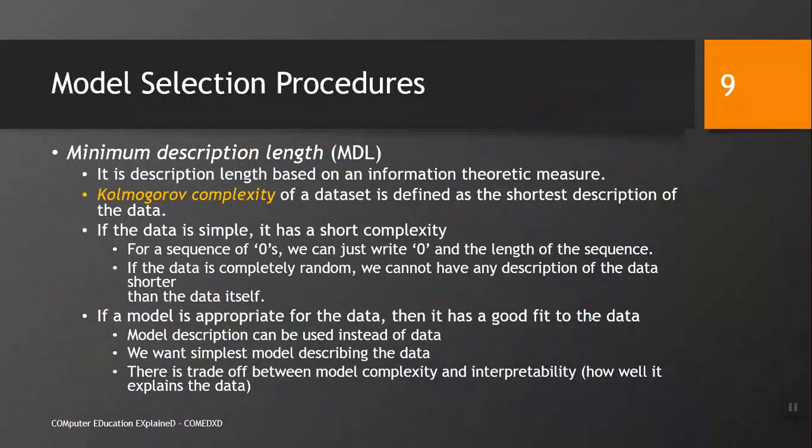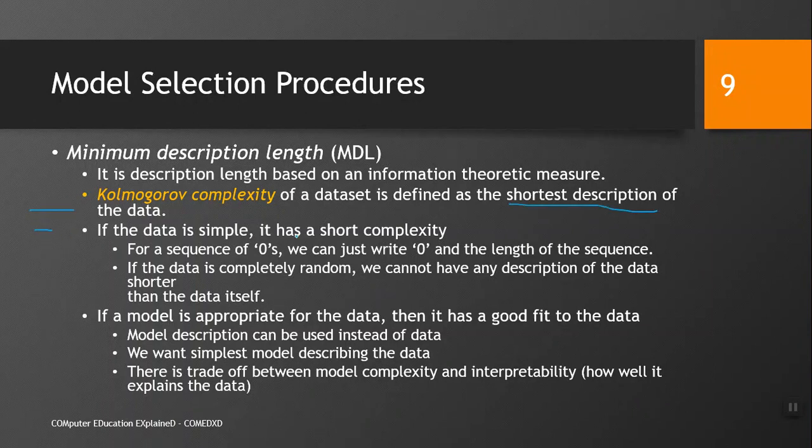Model selection procedure. Another technique that we can use for this is the minimum description length. It is a description length based on an information theoretic measure. What is that? We look at it now. Kolmogorov complexity of a data set is defined as the shortest description of the data. How do we find the shortest description?